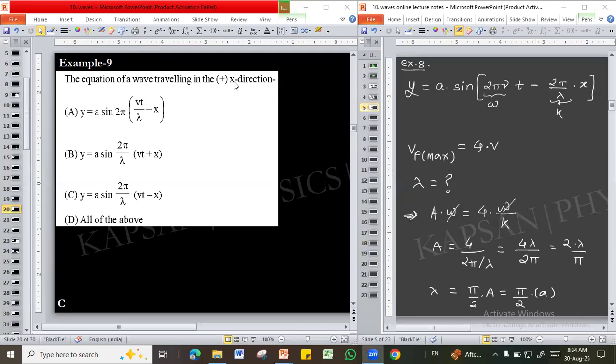The equation of wave traveling along positive x. Okay, we need positive x. So for positive x, can we have this minus sign here? Yes. Can we have this plus sign here? No. Can we have this minus sign here? Yes. Because this is not the answer, all of the above is cancelled. Why not option 1? What is the problem with option 1?